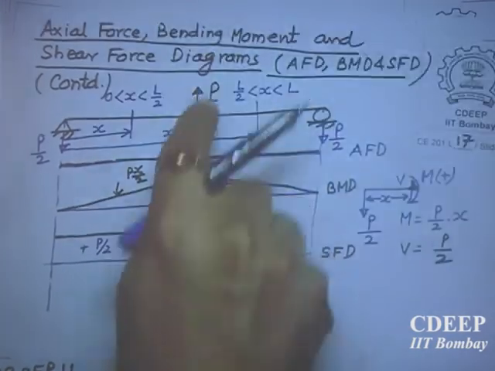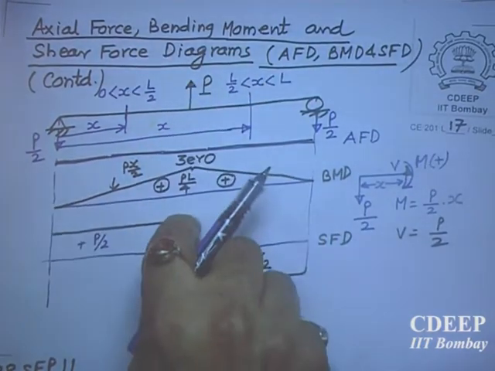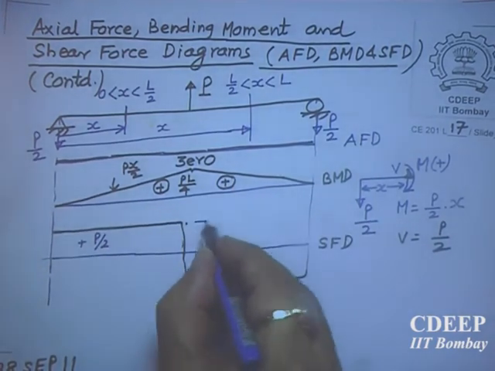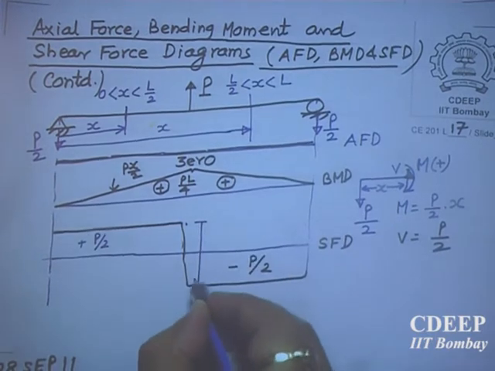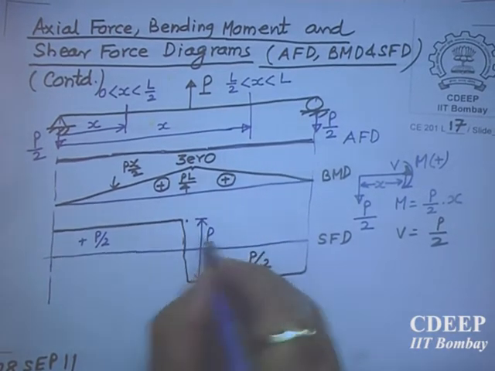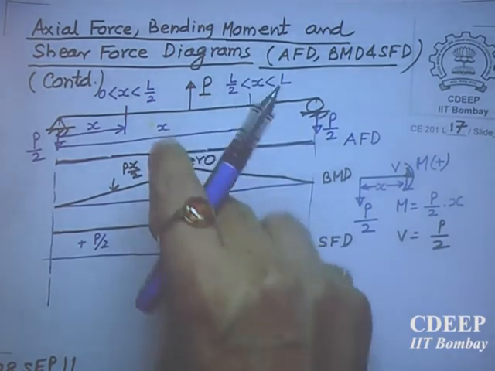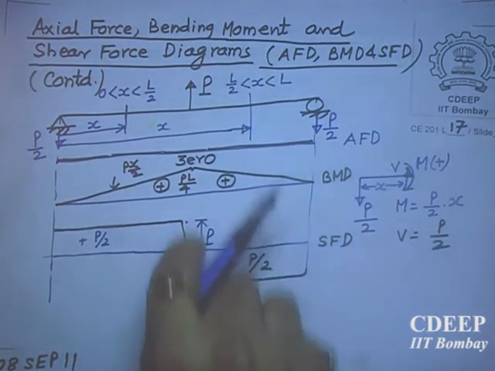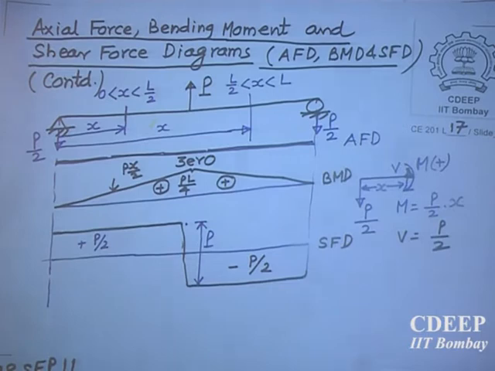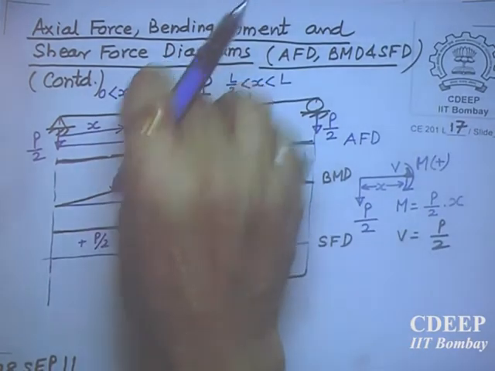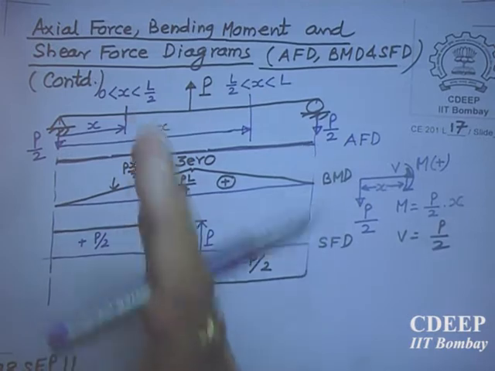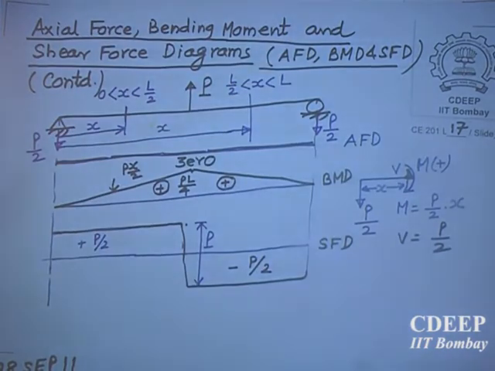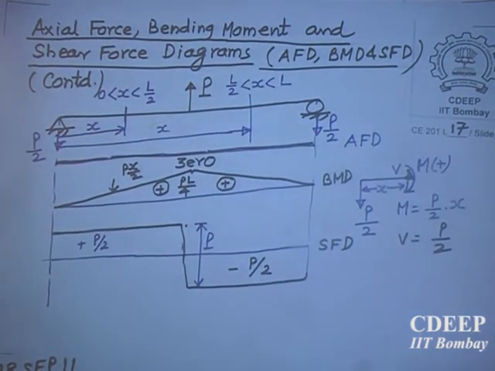So one thing we have noted: wherever there is a concentrated force, shear force changes its sign from plus P by 2 to minus P by 2. So this total is P, whatever load was acting. So this was plus P by 2 and this is minus P by 2. There is a change, it drops down or goes up depending upon the sign convention. So wherever there is a load, there will always be a change in sign. You cross one load, there will be a change in sign. There will be a jump. There has to be a jump.